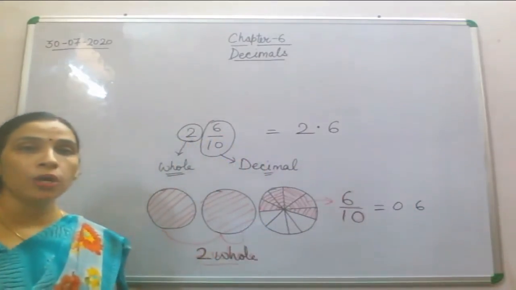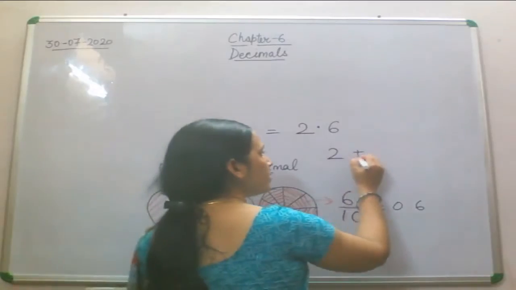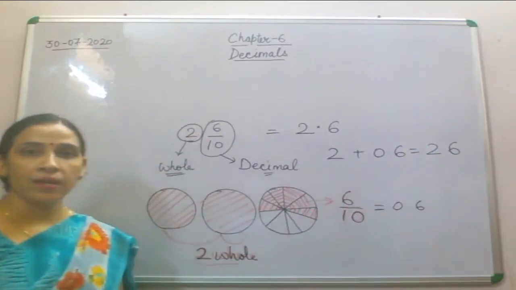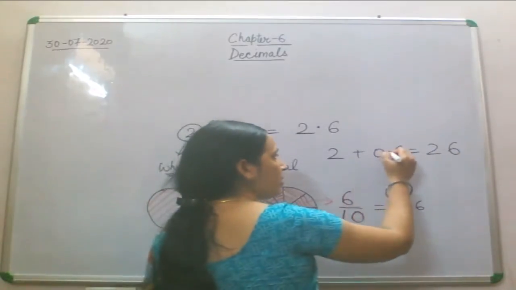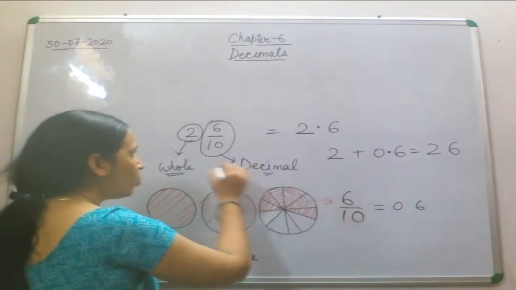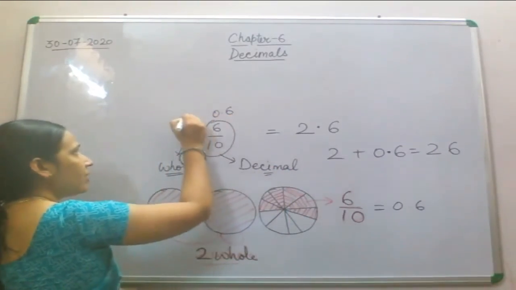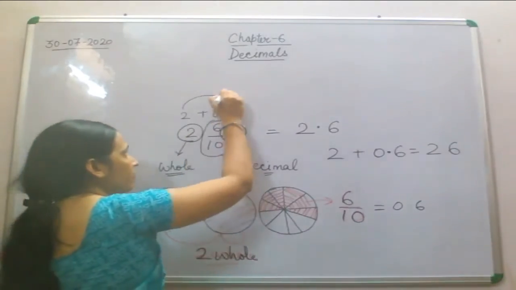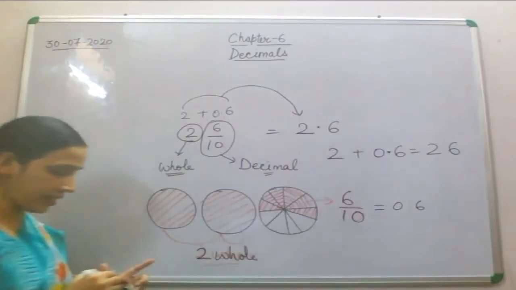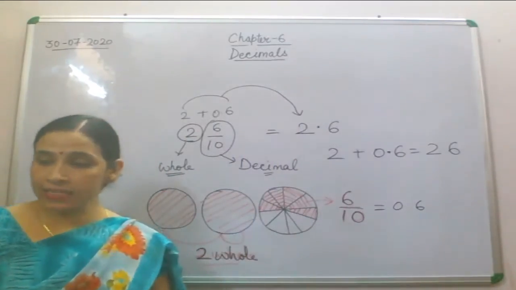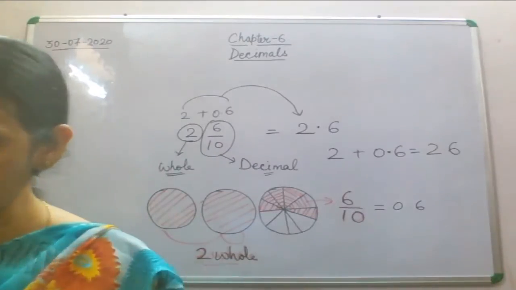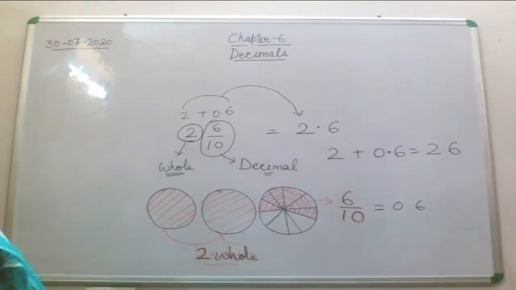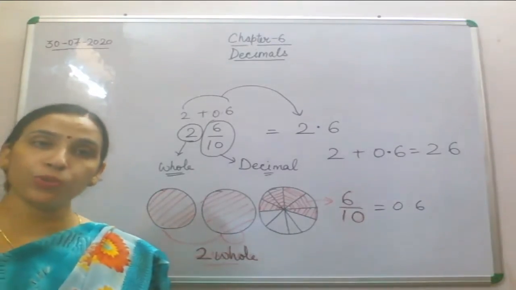That will become 2 plus 0.6, that will become 2.6. I think now you have understood that this portion is 0.6, and the 2 remains there. We add both portions and we get 2.6. So that is a combination of whole number and decimal parts. I hope that is clear to you all.